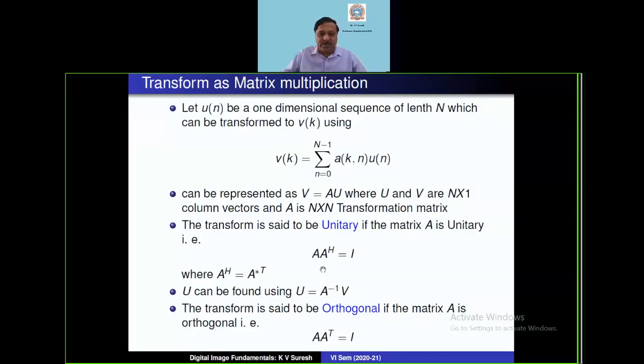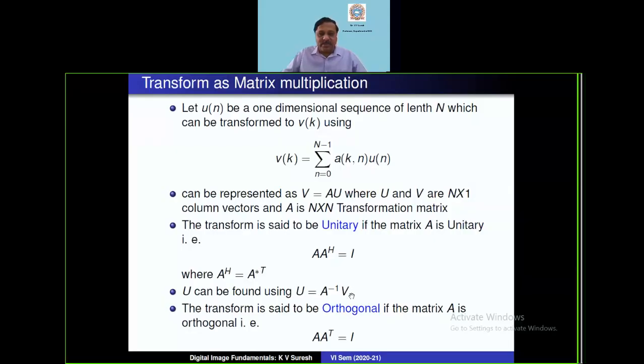We also saw the condition for a matrix to be unitary. A into A Hermitian should be an identity matrix, where A Hermitian is the complex conjugate transpose of the matrix A. And to get back your U from V, we can just perform the inverse operation. Doing the inverse operation on a big matrix is difficult. So if the matrix satisfies the unitary property, then the transform is a unitary transform, and the inverse is calculated by just doing A conjugate transpose, that means Hermitian.